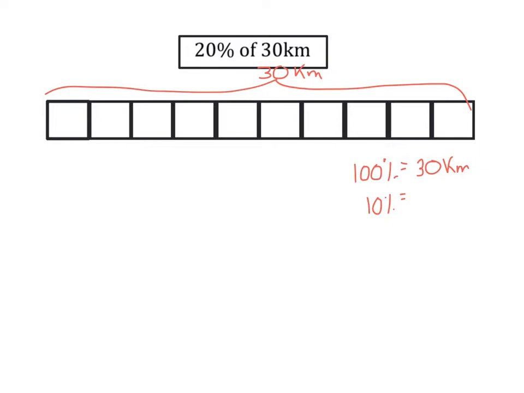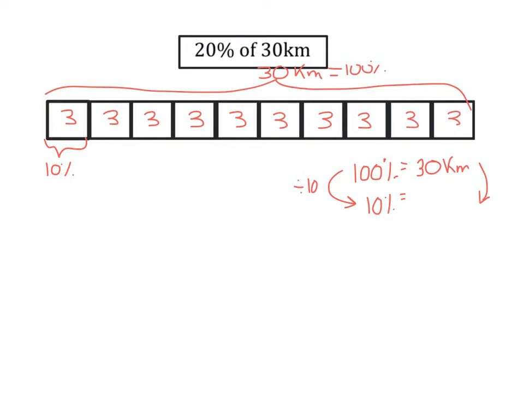That's because if all of this is 100%, then each of these boxes is going to be 10%. So this box here would be just 10%. So 100 divided by 10, because that gives us 10. That's 30 divided by 10. So 30 needs to go into each of these 10 boxes. There's going to be 3 in each box. So I've got 10% is 3 kilometres.